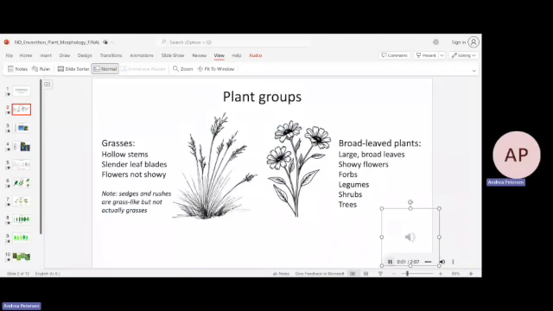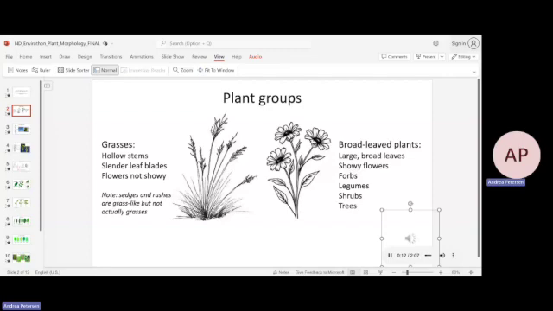I want to begin by classifying grassland plants into two basic groups, grasses and broadleaf plants. These are the two broad groups of plants that you'll usually see in grasslands. First, grasses have hollow stems, meaning the stem is filled with open space. Some grasses are noticeably more hollow than others, so this trait can vary. Next, grasses have slender leaf blades with parallel leaf veins. I'll talk more about that in future slides, so don't worry about that for now.